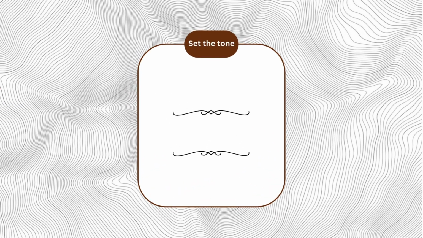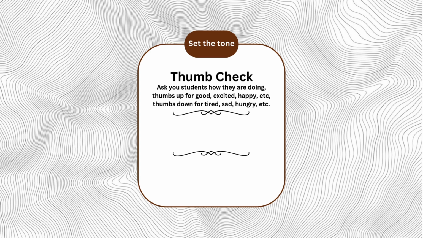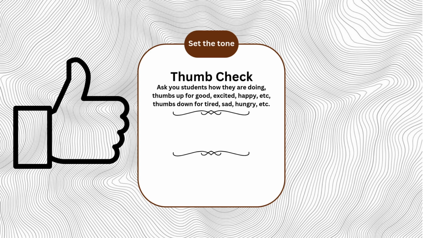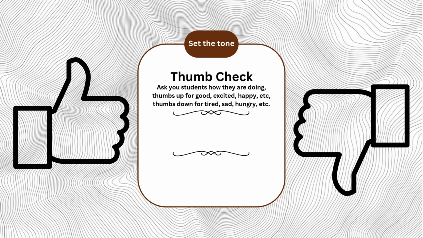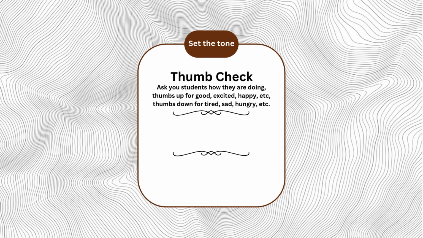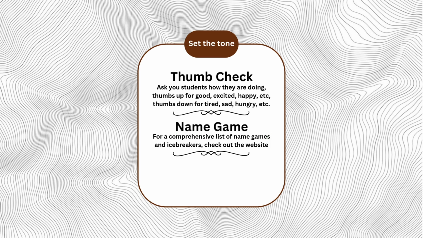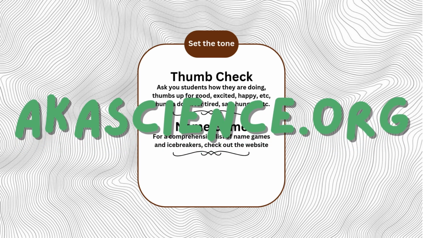Now it's time to set the tone. First thing you're going to want to do is a thumb check. This helps you gauge how your students are feeling. Thumbs up for happy, excited, good. Thumbs down for sad, tired, hungry, whatever. Following that, encourage your students to get to know each other a little bit by playing a name game. For a comprehensive list of name games and icebreakers, check out our website, akascience.org.